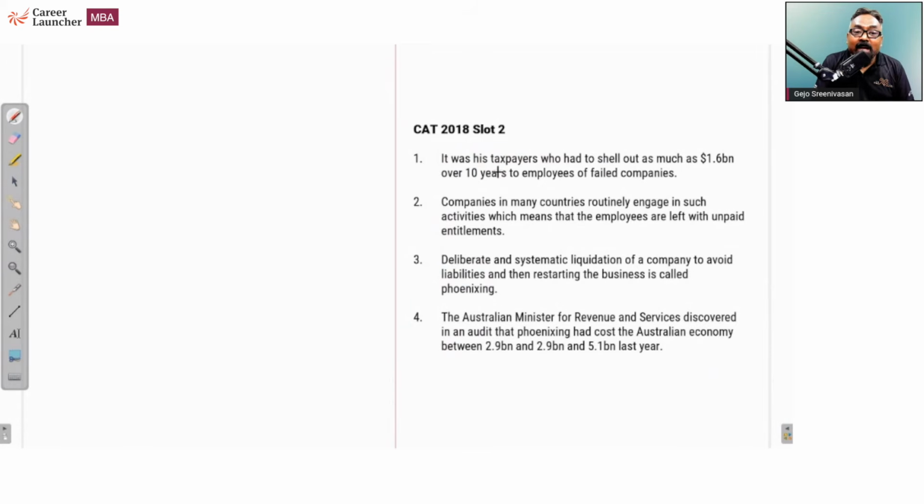It was his taxpayer, whose, probably this gentleman, Australian Ministry of Revenue, his taxpayer, who are to shell out as much as $1.6 billion over 10 years to employees of failed companies. Right? Companies in many countries routinely engage in such activities. Such activities. What activities? So this cannot be the start. 1 cannot be the start. Okay. And let's look at 3.